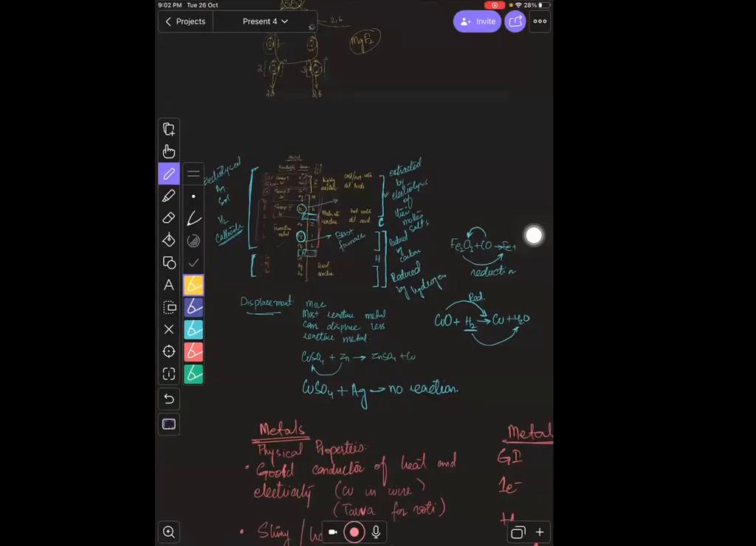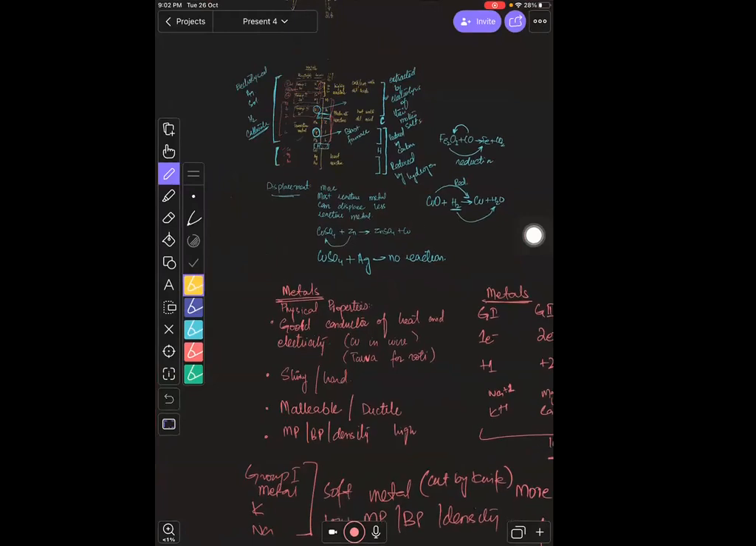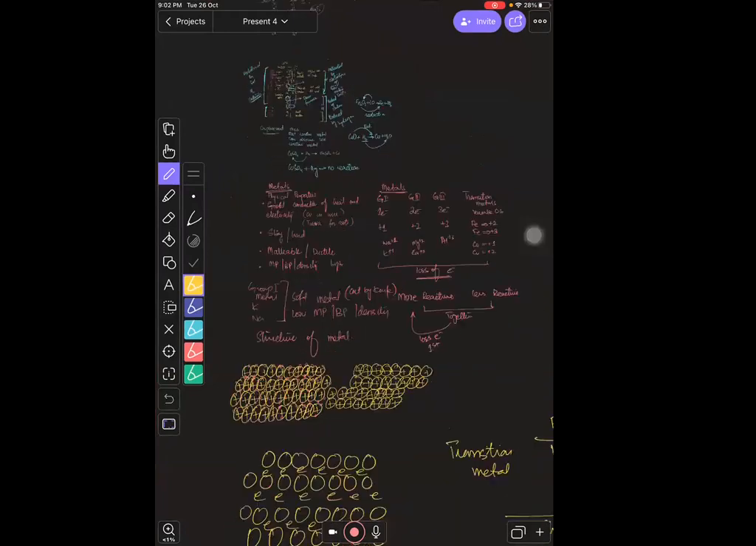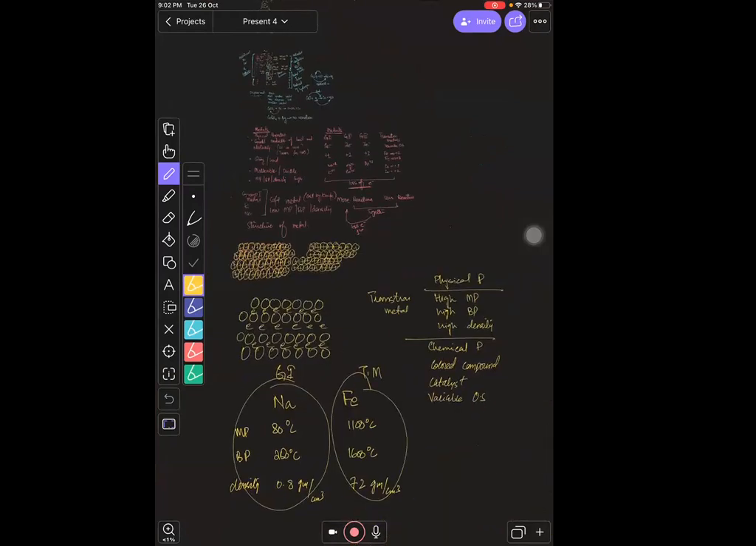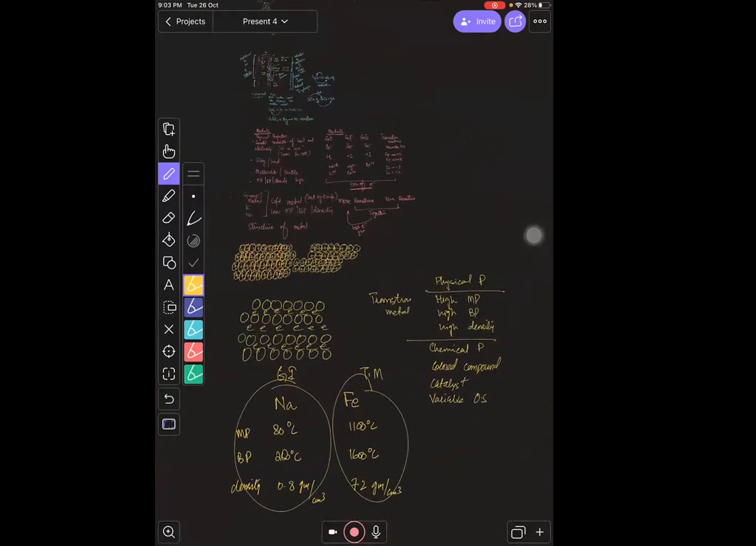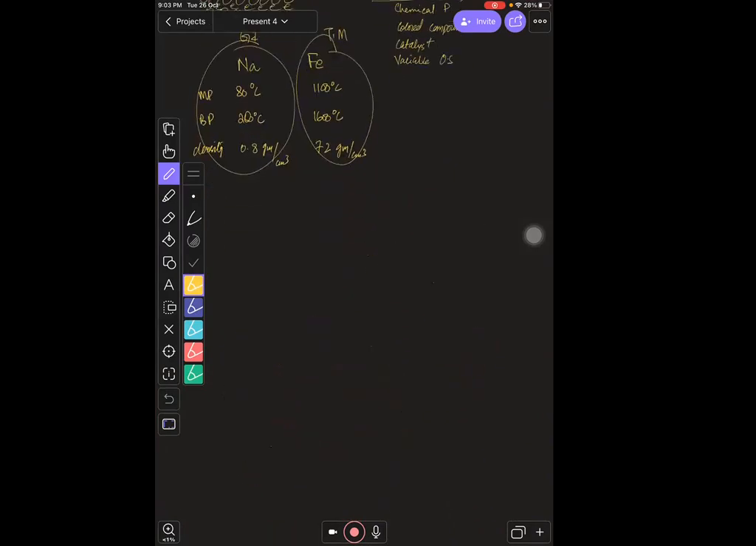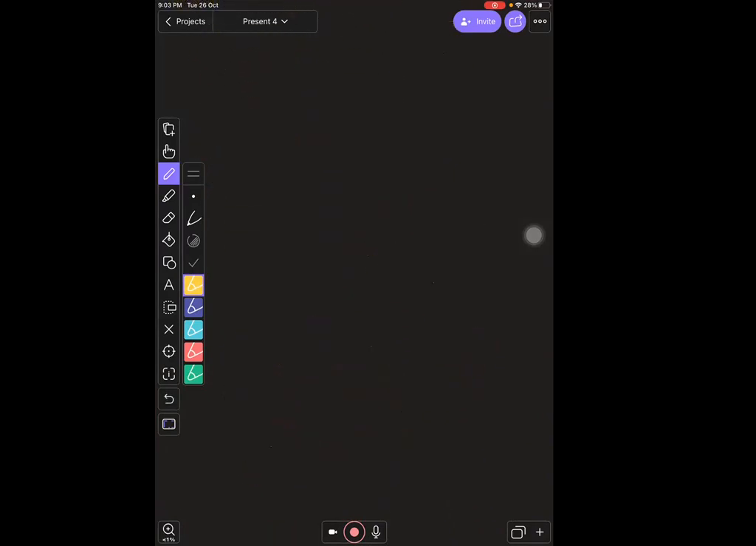Okay, so in yesterday's class we were talking about these things, right? This was our topic: reactivity series. We talked about everything here, like metals and their loss of electrons, their density, their metallic bonding, and everything. So let's initiate with something different today.